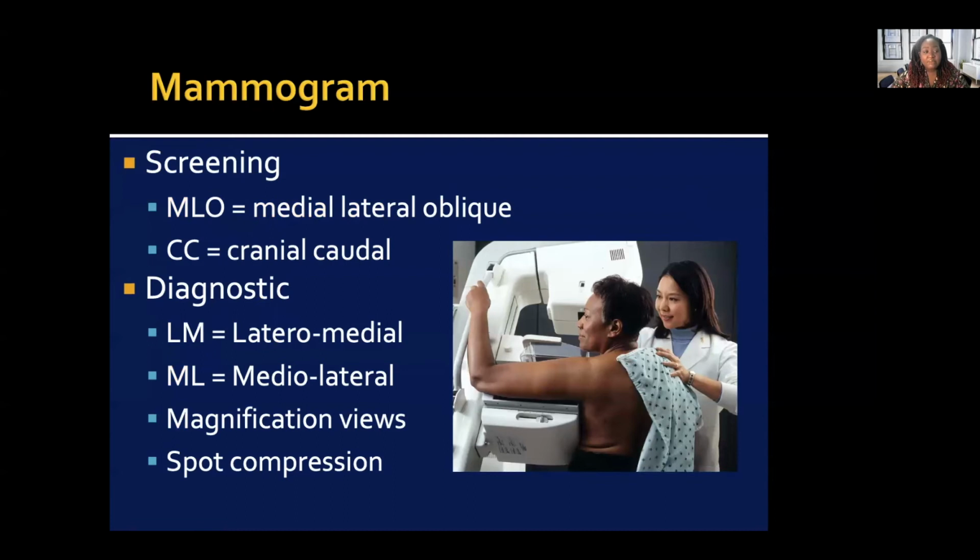So screening mammograms tend to have two views, an MLO, which is a medial lateral oblique, and a CC, which is a craniocaudal. In a diagnostic mammogram, you have multiple different imaging views, and some of the common ones are the ones you'll see in the screening, so MLO and CC, but in addition, you can see a lateral medial, a medial lateral, different magnification views or spot compression views. And these are important because they help zone in on that area that might be of concern.